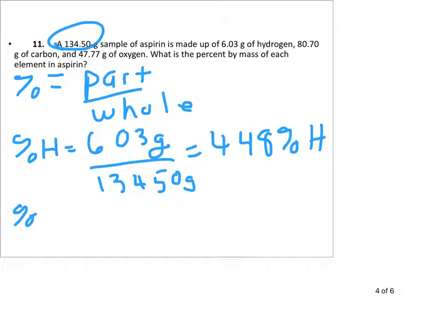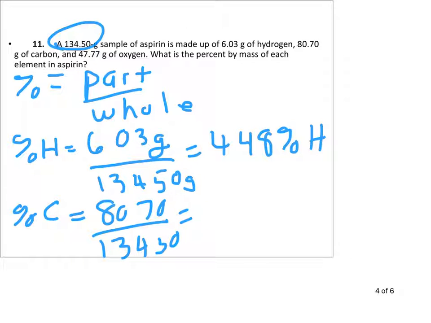And we want percent of carbon, which is going to be 80.70 divided by 134.50 equals, type it in the calculator. We get 60%, but to an appropriate number of significant digits, we're going to write 60.00% carbon.